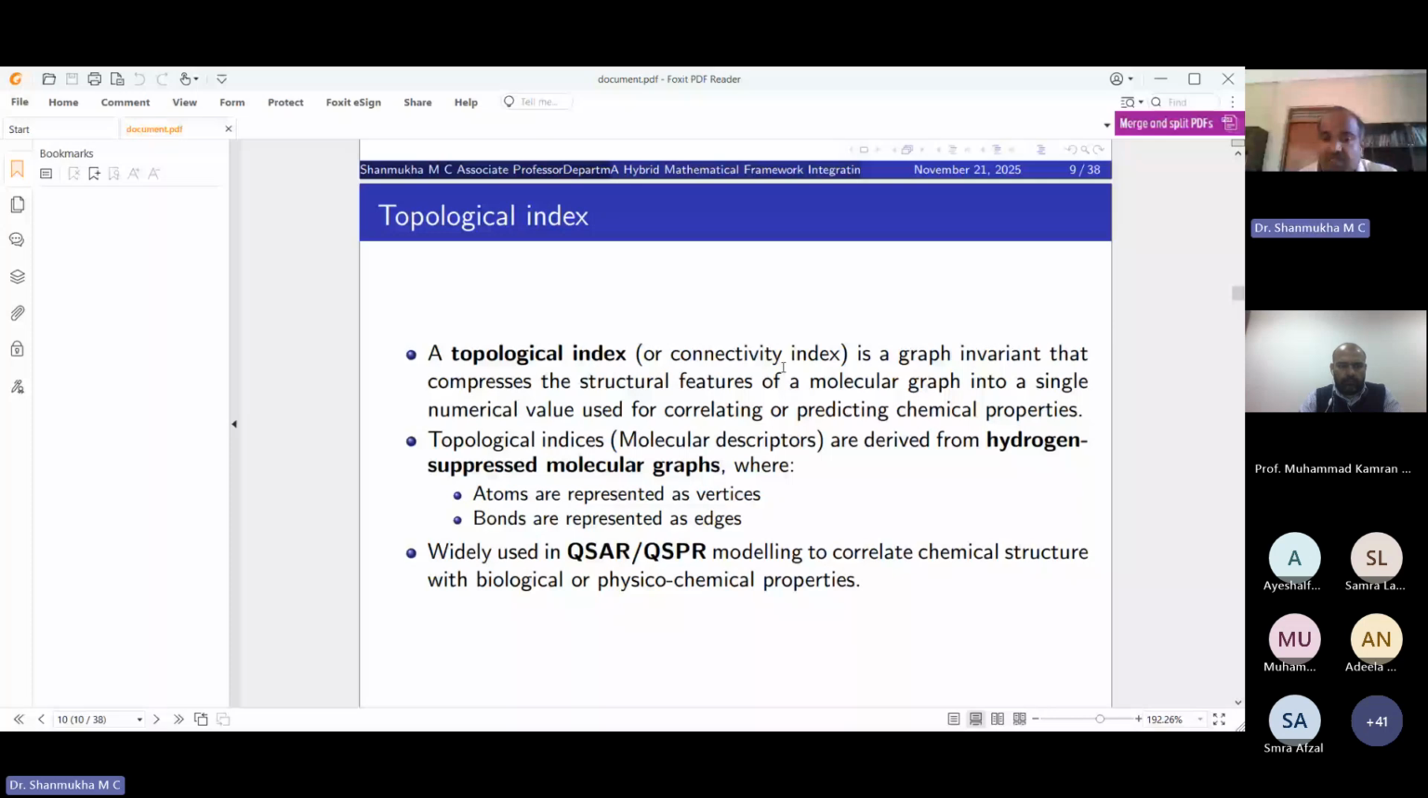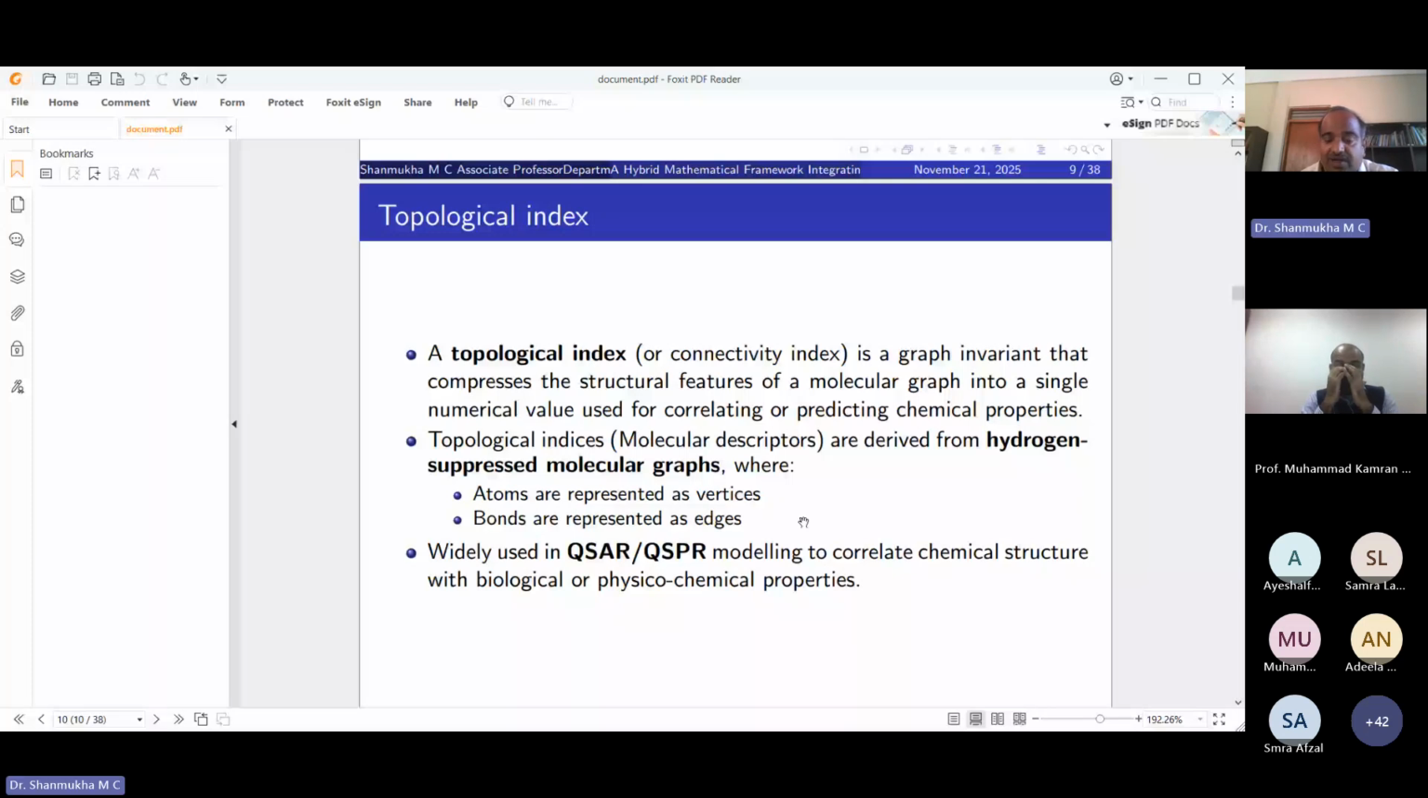These are widely used in QSAR or QSPR modeling to correlate chemical structure with biological or physicochemical properties. Here, QSAR is called quantitative structure activity relationship and QSPR is called quantitative structure property relationship.